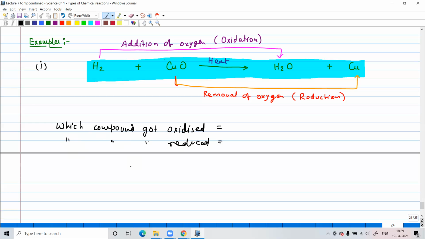And then there are two more things. If something is getting reduced or oxidized, the other guy from the reactant actually becomes the reducing agent or oxidizing agent.